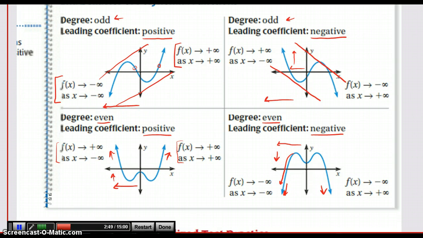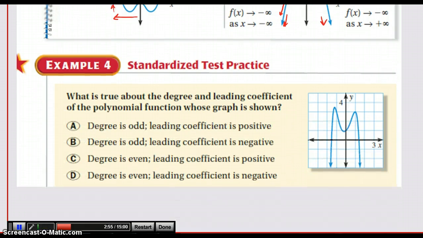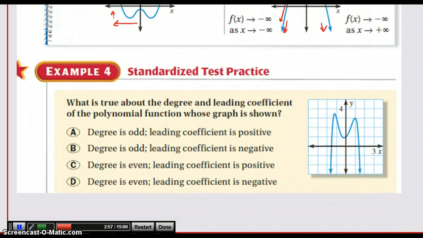My suggestion would be to pause the video and copy down these pictures in your notes, because these will be a very good reference. And the last thing I have is just a practice problem, trying to read this graph and telling whether the degree is odd or even, and if the leading coefficient is positive or negative. So I would pause this, try and figure out this problem, and come with an answer tomorrow.